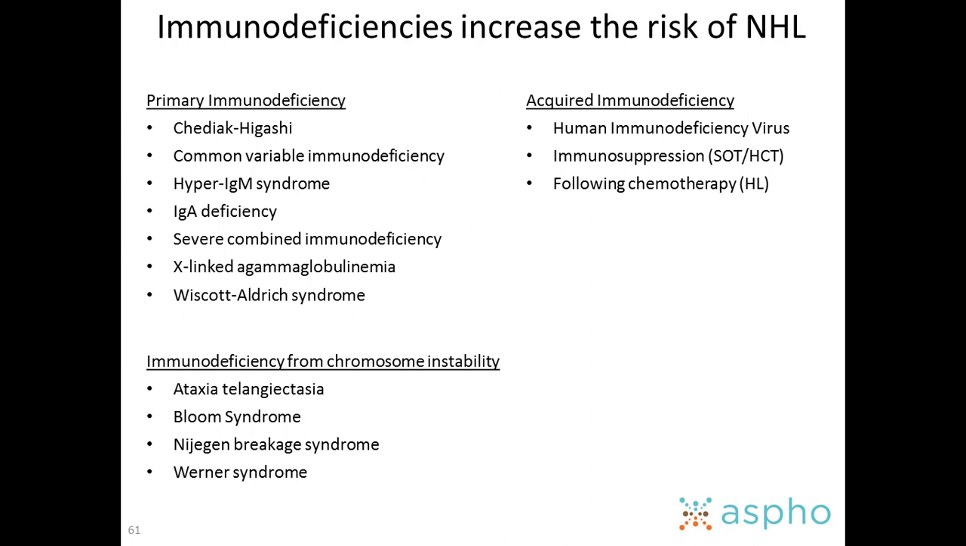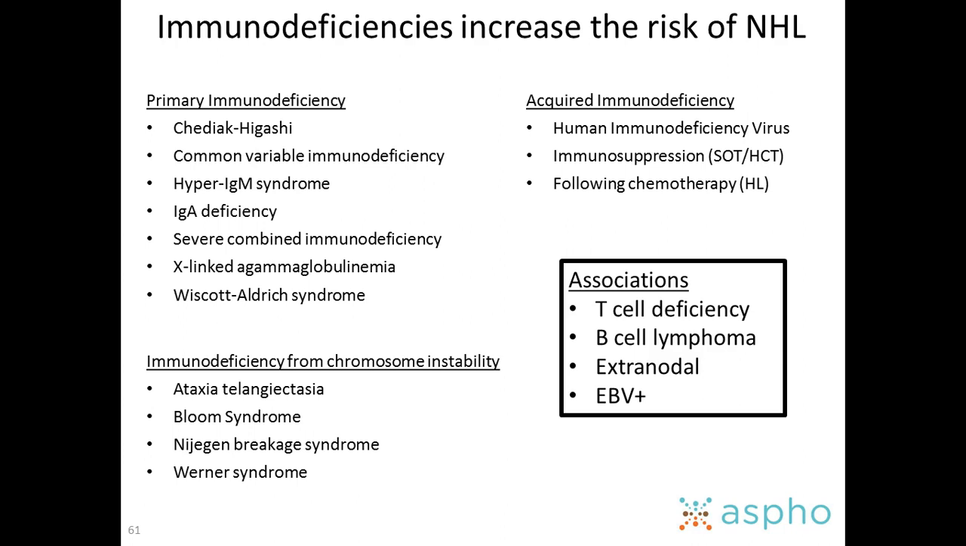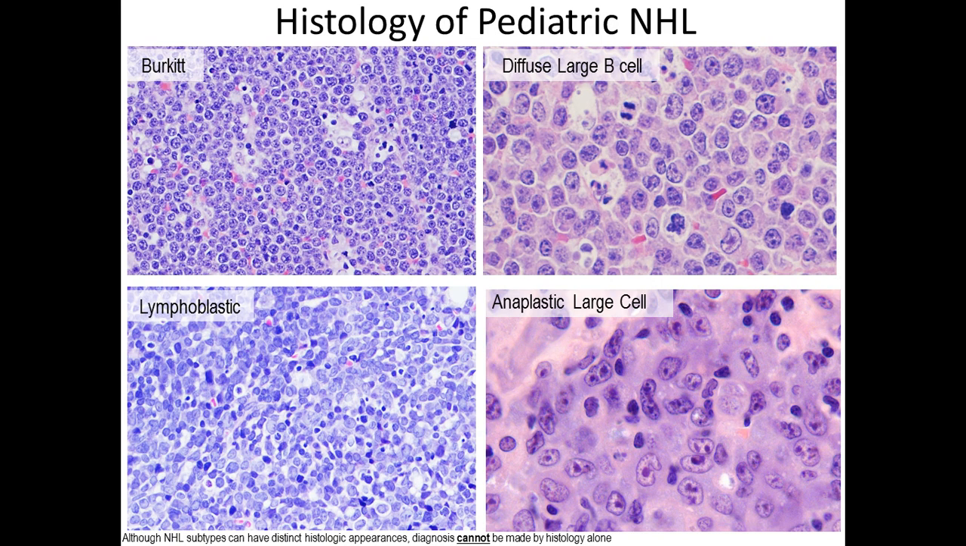Immunodeficiencies increase the risk of non-Hodgkin lymphoma. This is a list of primary immunodeficiencies which are associated with that increased risk. The buzzwords or associations that you need to know are that T-cell deficiencies result in B-cell lymphomas that are frequently extranodal, and they are frequently EBV-driven. They each have their own distinct histology with some overlap that makes it tricky.